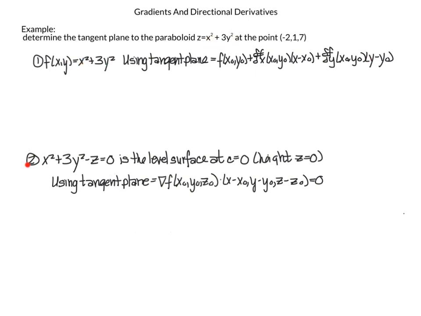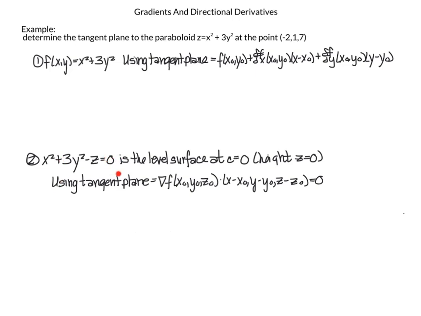The second way we're going to do this is to move the z over and consider this now a function where we have the level surface at c equals 0, or height z equals 0. So this now is a level surface of the function x squared plus 3y squared minus z. It's a level surface with c equal to 0.